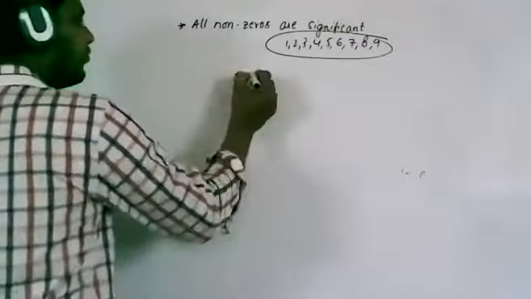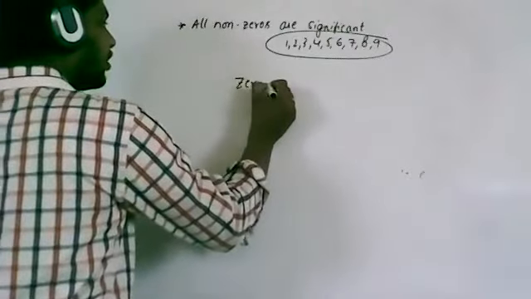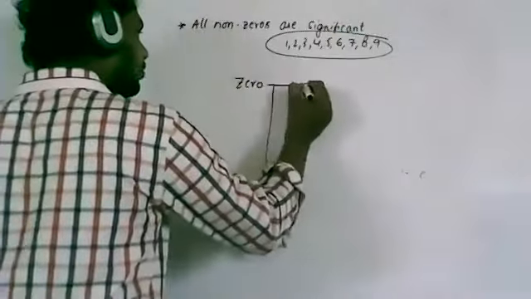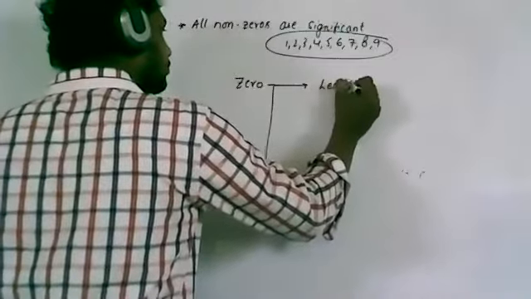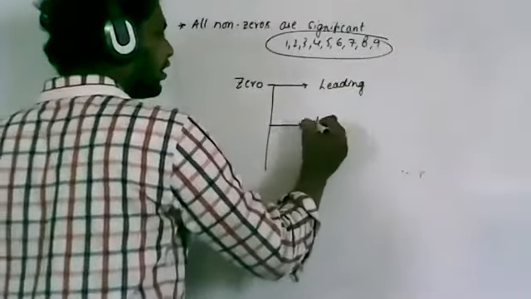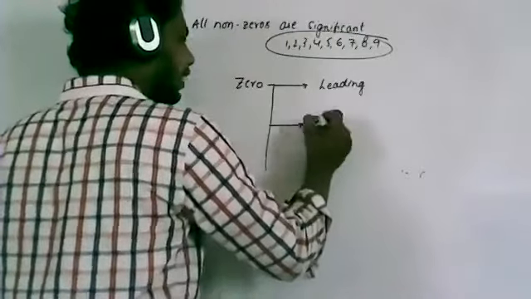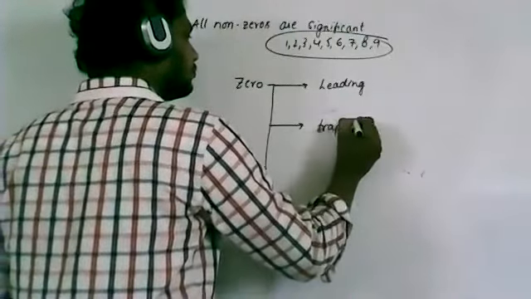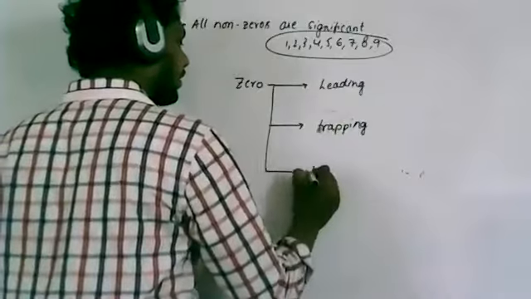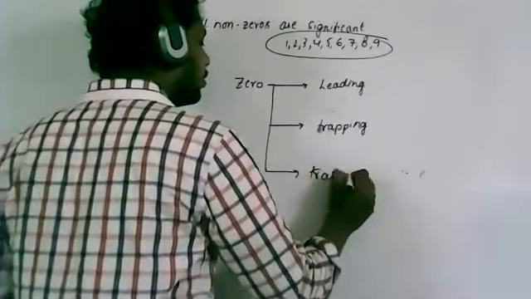For example, if 0 is there, clear? If 0 is there, divide into 3 parts. First one leading, next one trapping, and last one trailing. It is very easy to remember.